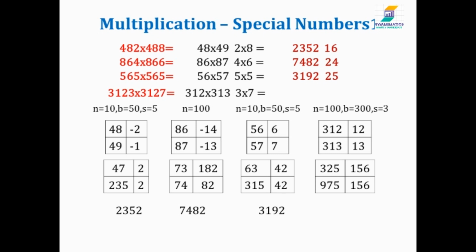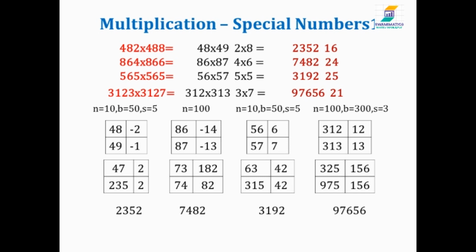Alright? Now, in 156, we need to keep only 56, transfer 1 to 975 because n is having only 2 zeros. So, the product of 312 into 313 is 97656 and 3 into 7 is 21. That is your answer. Hope this is clear.